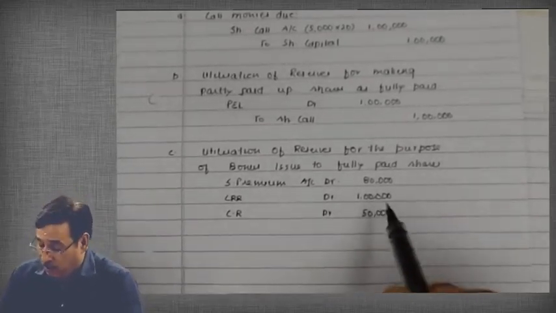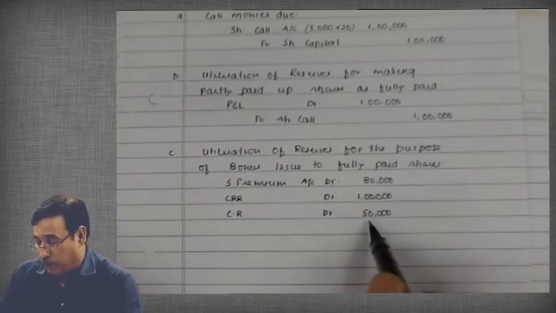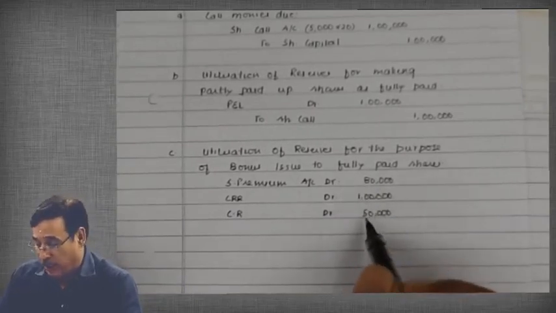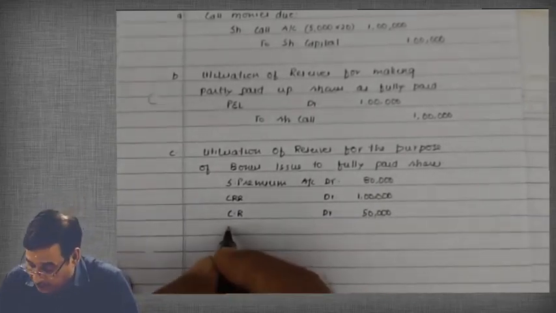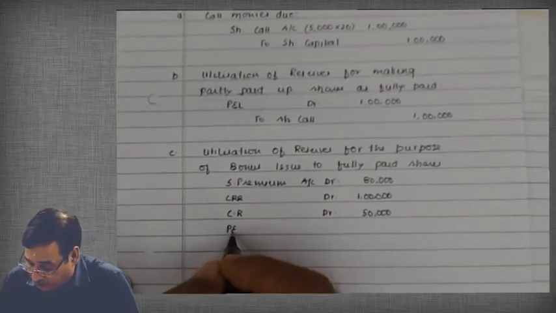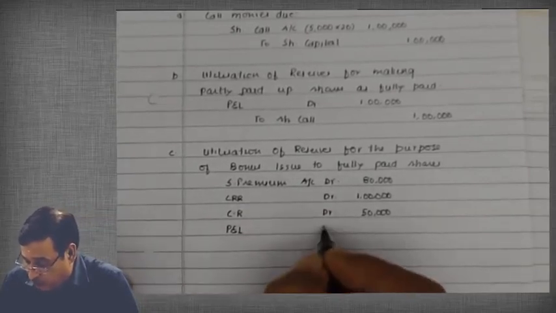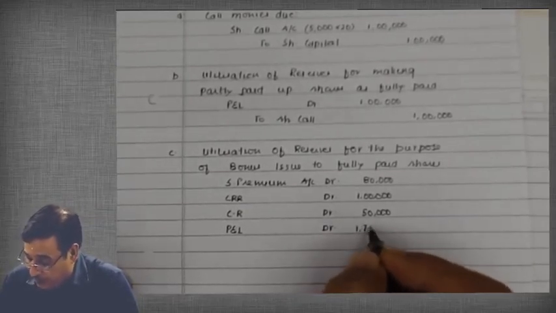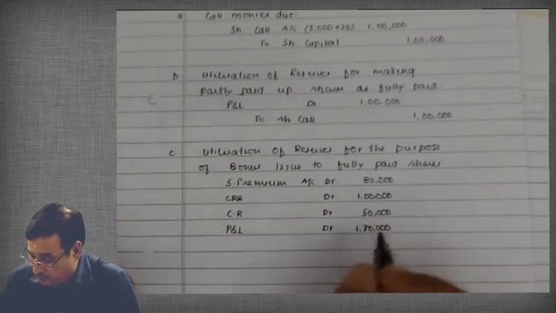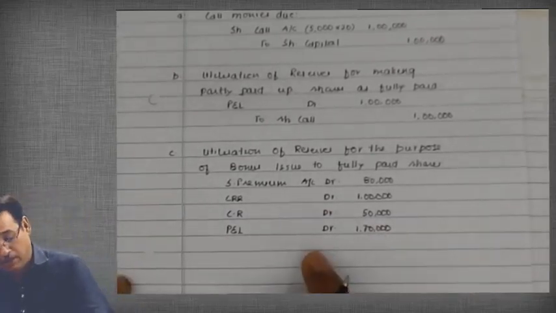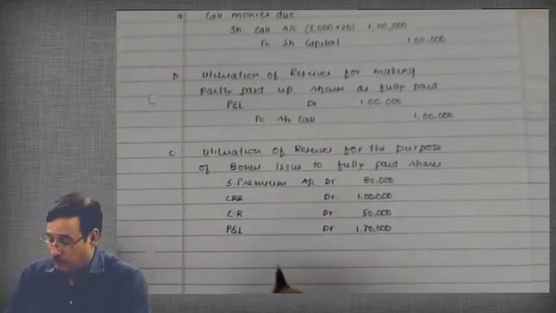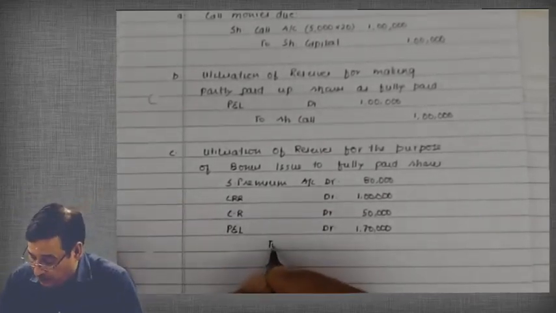Now total, 1 lakh 80 plus 50, is 2 lakh 30. Still I need some more amount because total amount needed is 4 lakh and 2 lakh 30 we have already utilized. Now our capital nature reserves have exhausted, so I'm going to utilize revenue reserve. I need 1 lakh 70,000 and in the profit and loss account there is still a balance, so I took the help of profit and loss account rather than general reserve. So profit and loss account 1 lakh 70,000.